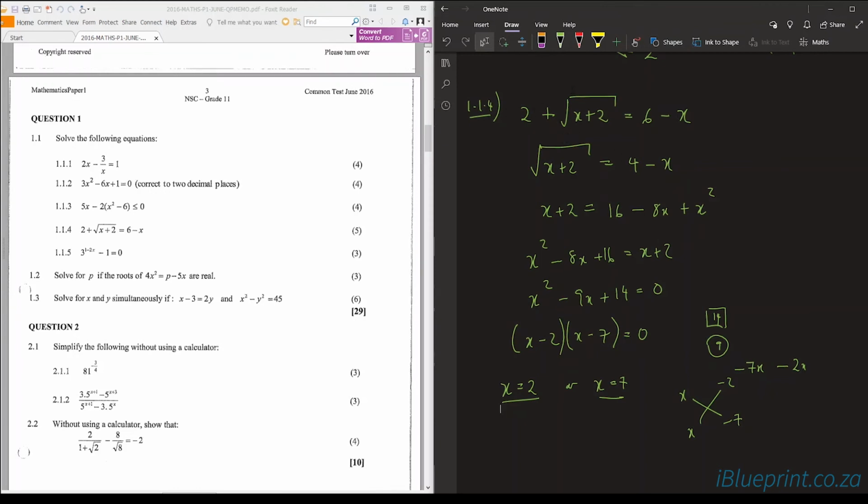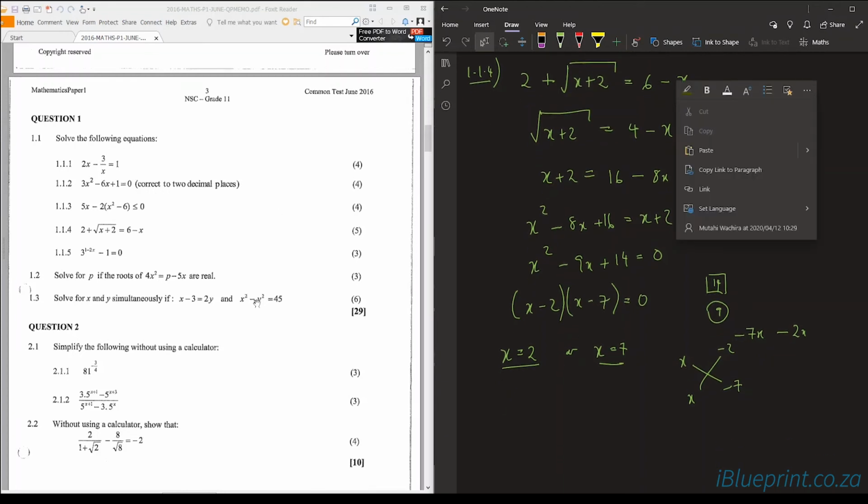In the first equation, substitute x is equal to 2. Then we get 2 plus root of 4, which is 2. So 2 plus 2 is 4 on the left-hand side. On the right-hand side, we get 6 minus 2, which is also 4. So the first solution, x is equal to 2, is valid. The second solution, x is equal to 7. Let's try that. 2 plus root of 7 plus 2 is 9, so root of 9 is 3. 2 plus 3 gives me 5, right? And then on the right-hand side, if we substitute x is equal to 7, we get 6 minus 7, which is minus 1, not 5.